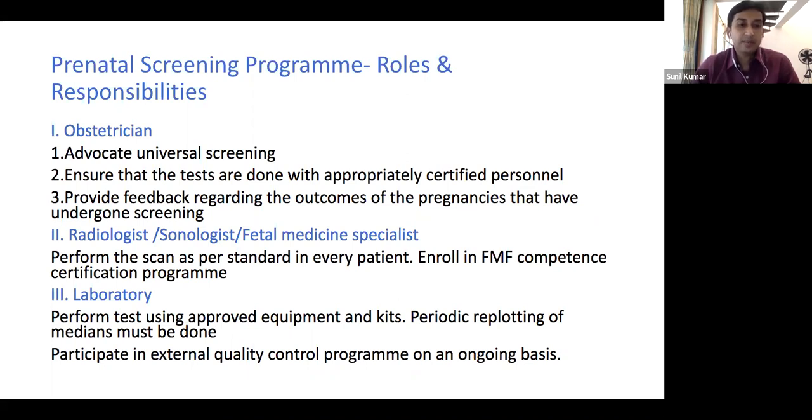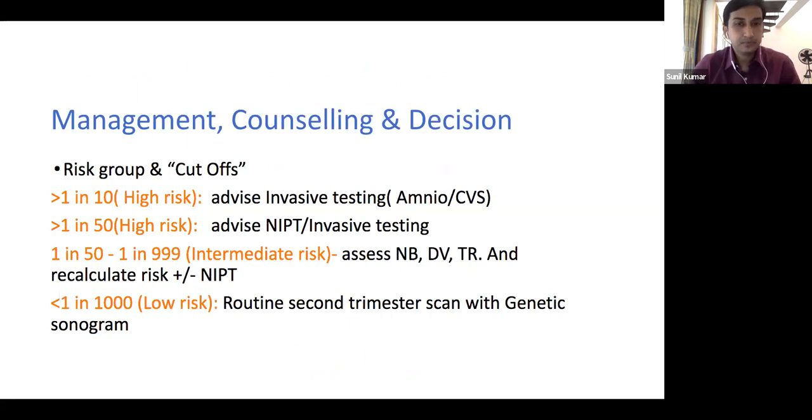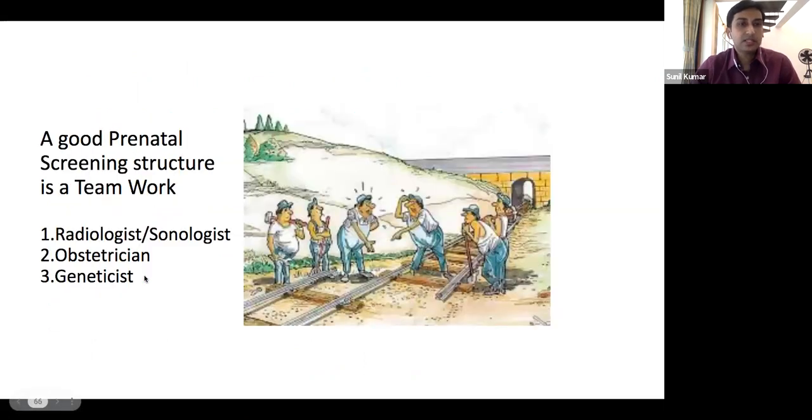Third, for the laboratory, perform tests using approved equipment and kits. Periodic replotting of medians must be done. Participate in an external quality control program on an ongoing basis. So this I already mentioned. The risk group and cutoff have to be kept in mind. So a good prenatal screening structure is teamwork between a radiologist or a sonologist, obstetrician, and geneticist.